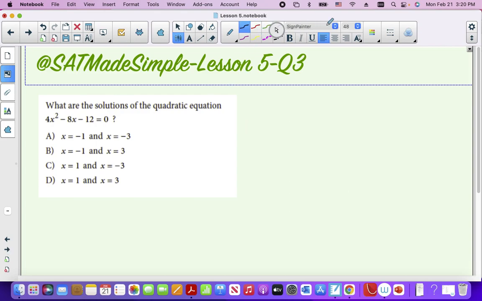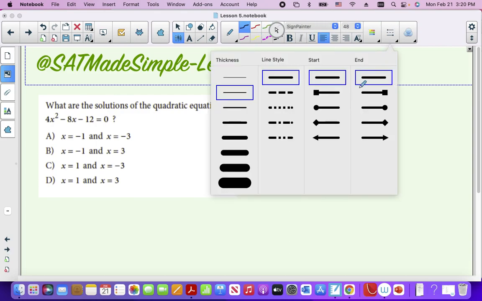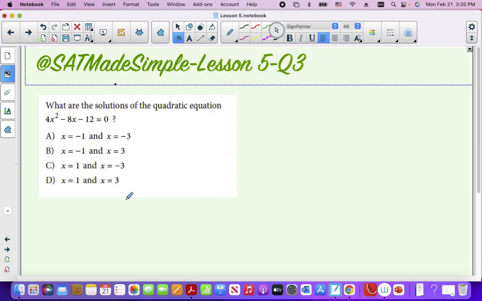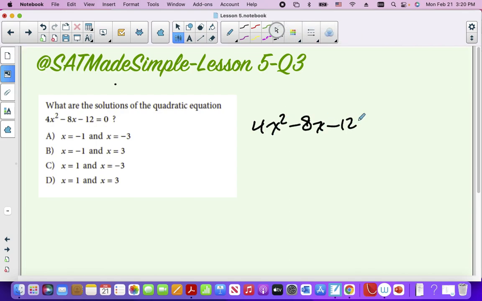Quadratic equation, and we would like to find the solution or solutions of this equation. 4x squared minus 8x minus 12 equals 0. I can simplify this further by dividing the entire equation by 4. So that'll give me x squared minus 2x minus 3 equals 0.